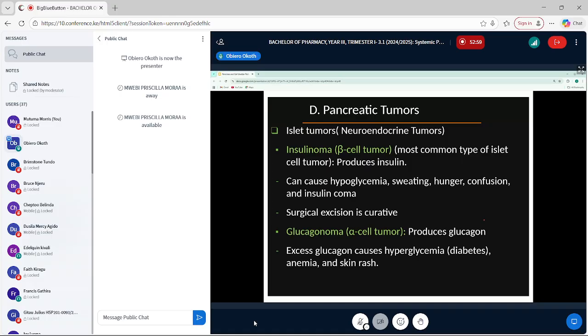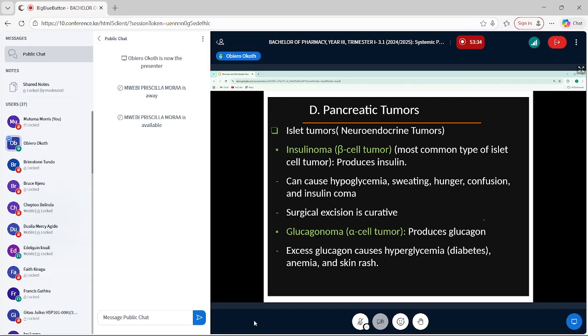You can have pancreatic tumors in the endocrine section, like islet cell tumors. You can have insulinoma. Insulinoma is going to produce excess insulin. If you have excess insulin, you end up with hypoglycemia. So you have features of hypoglycemia, like sweating, hunger, confusion, and sometimes you end up with insulin coma. Insulinoma is a beta cell tumor. Surgical excision tends to be curative.